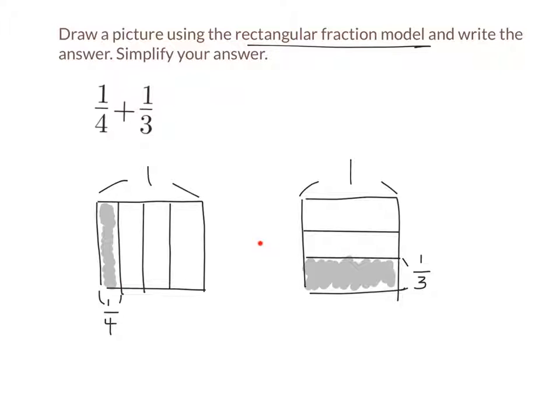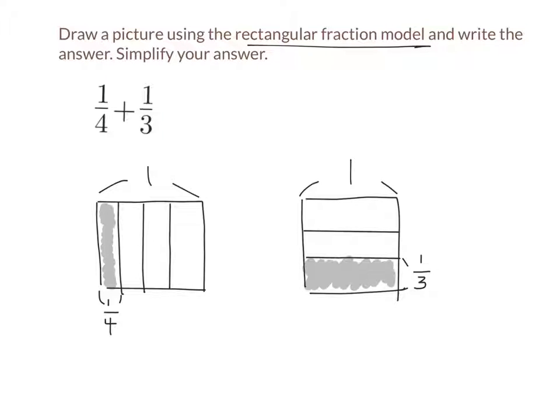Now, right next to it, I'm going to draw another unit and label it as 1. But this time, what's my denominator? 3, so I need to split it into 3 equal parts. I want you to notice that on the left-hand side, I used vertical lines going up and down to split my rectangle. And on the right-hand side, I used horizontal lines going left and right. Make sure you also label the amount that you shade in.